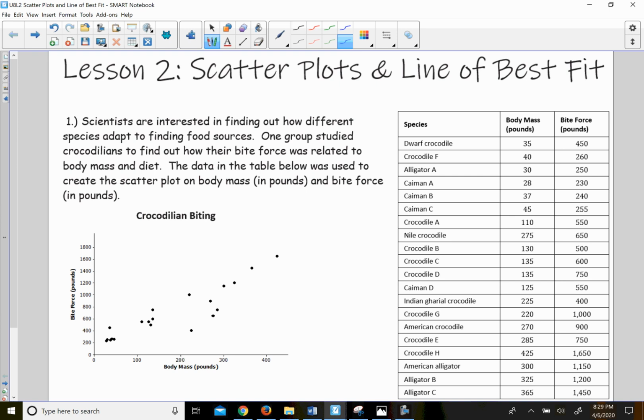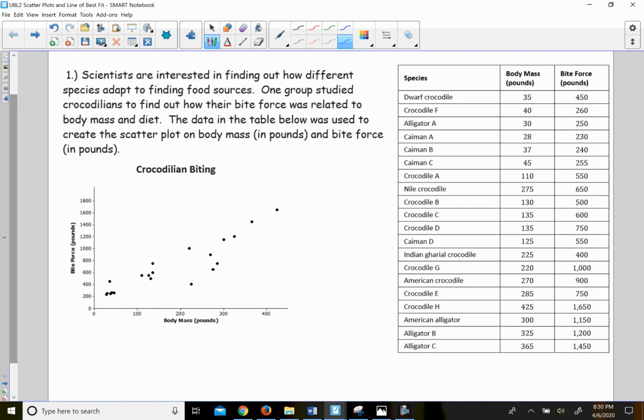finding food sources. One group studied crocodilians to find out how their bite force was related to body mass and diet. The data in the table below was used to create the scatter plot on body mass in pounds and bite force in pounds. So all these values in the table here were used to create that scatter plot. So if I look at this, the correlation here looks like as the mass increases, the heavier the crocodilian is, the stronger its bite force is. So I'm looking at a positive correlation. So they took each set of these points here and plotted them on there.